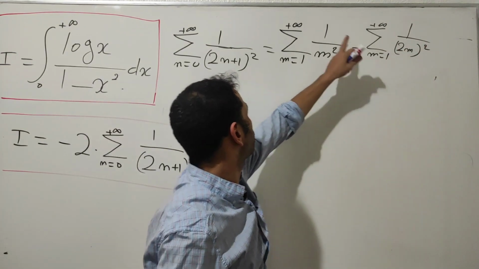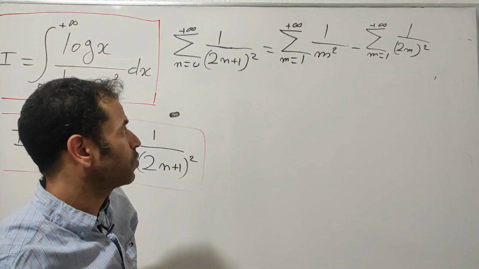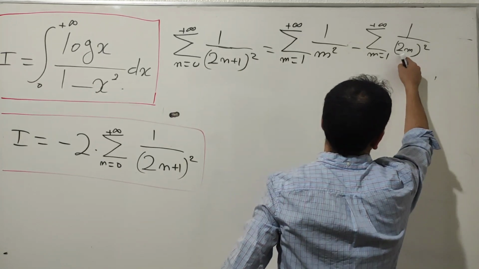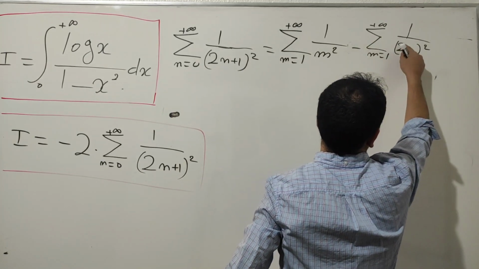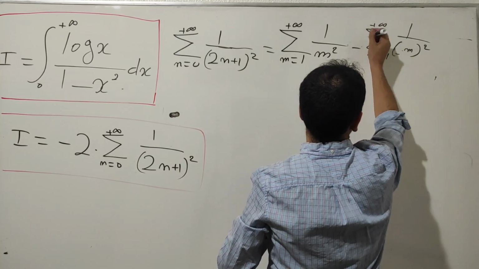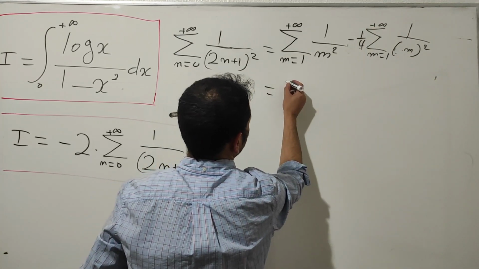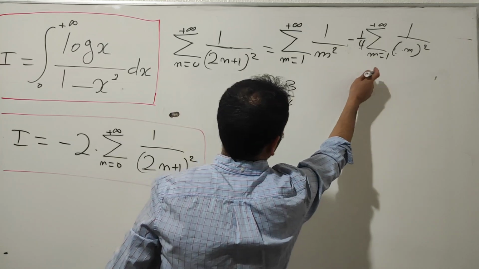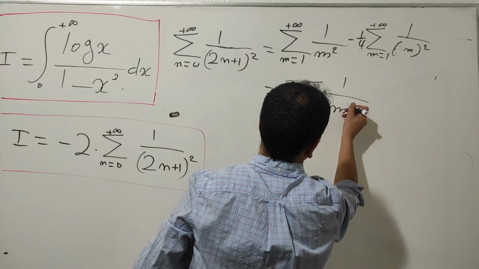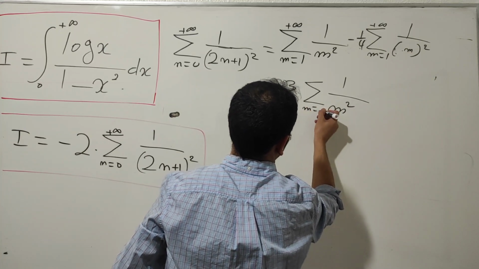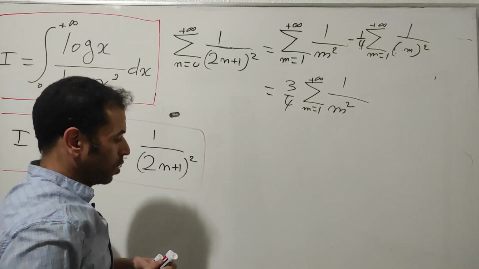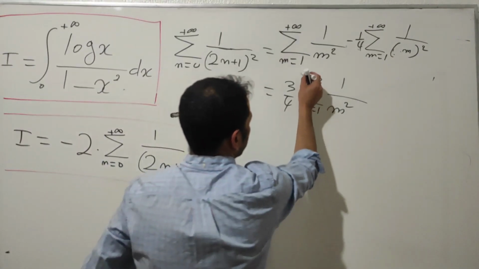By bringing this even part to the right, I get odd plus even equals this one. Let's evaluate this one. By taking the 2 out, I have 2 squared, which is 4. Let's put it outside, which means 1 over 4. So this equals 3 over 4 times the sum as m goes from 1 to plus infinity of 1 over m squared. This is a well-known sum.